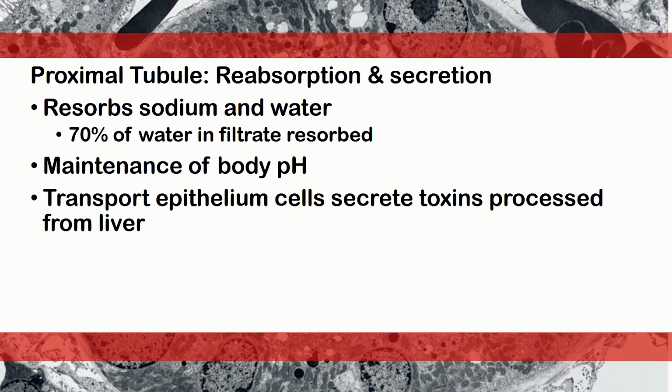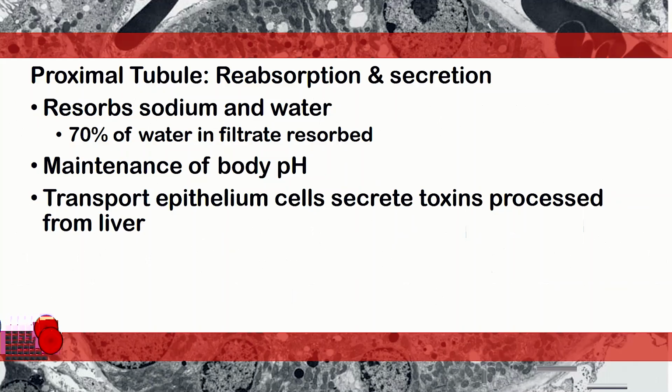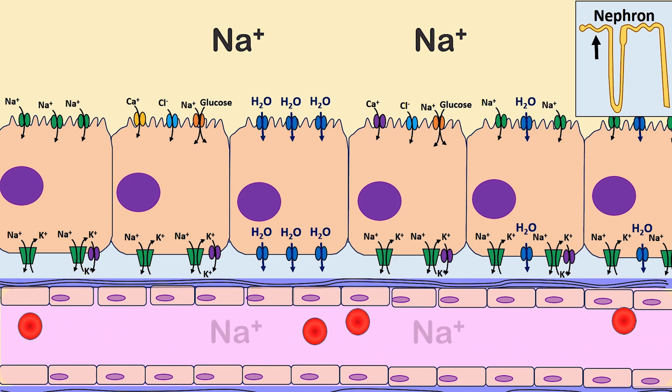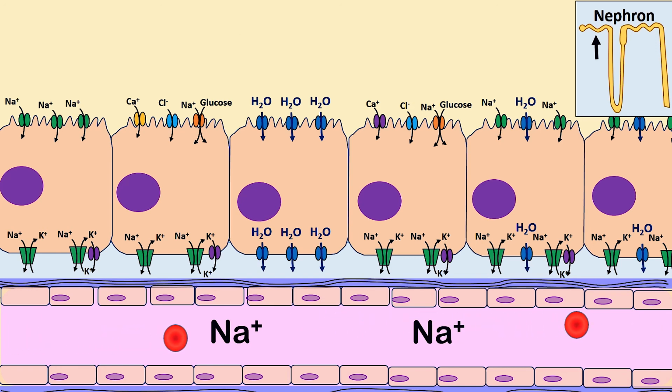This zone is also going to be responsible for the maintenance of body pH and will also be the location where specific toxins are being secreted from the blood vessels directly into the filtrate. The main processes going on here are, first, the activity of sodium-potassium pumps. Those sodium-potassium pumps draw down the amount of sodium inside those cells. Those cells then have channel proteins which allow sodium to flow in, allowing sodium to be moved into the blood. Also, through the use of things like co-transporters, such as a sodium glucose transporter, things like glucose and amino acids can be transported from the filtrate into the blood.